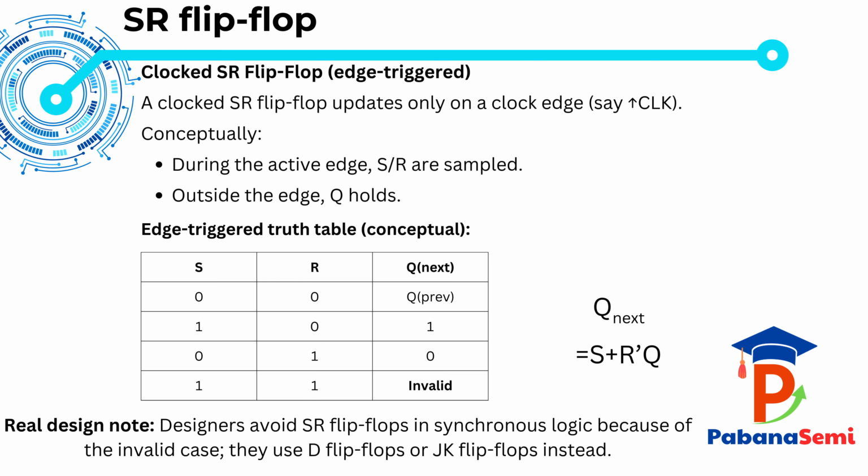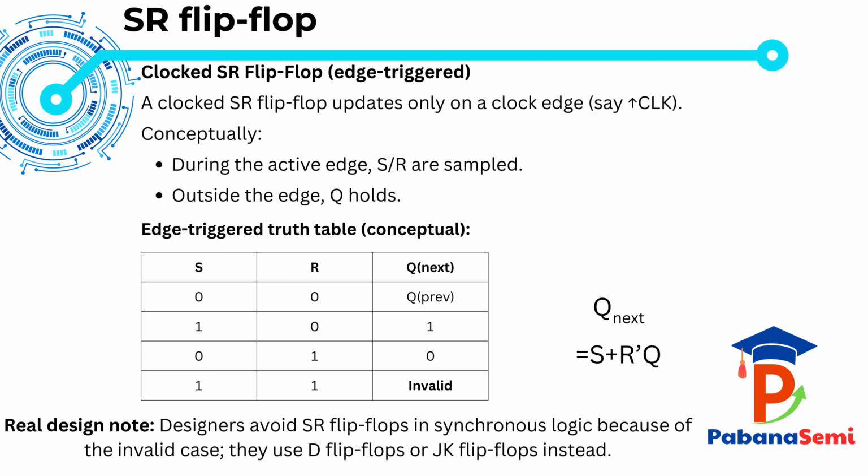Now let's look at the conceptual truth table. If S is 0 and R is 0, then at the clock edge, Q remains the previous value. If S is 1 and R is 0, then at the clock edge, Q becomes 1. That is the set operation. If S is 0 and R is 1, then at the clock edge, Q becomes 0. That is the reset operation. If S is 1 and R is 1 at the clock edge, that is invalid. This is the same forbidden condition we saw in the SR latch.